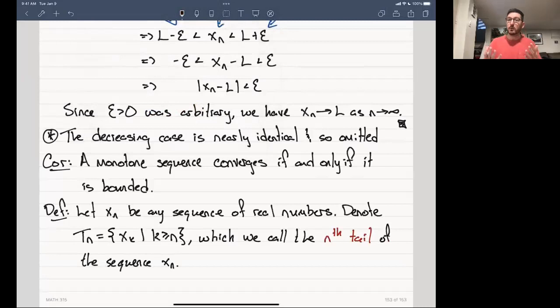So we introduced what we call the tail. You give me a value of n, I cut off the sequence. I say, don't look at anything before that value of n, just look at everything after. So these themselves are sequences. They are collections of elements, not just a single real number. As I said, T2 is the entire sequence beyond x2: x2, x3, x4, x5, all the way out. So these are themselves sequences.